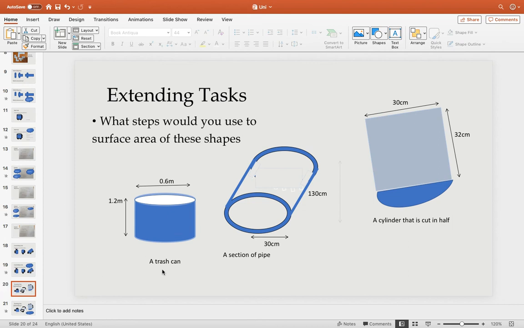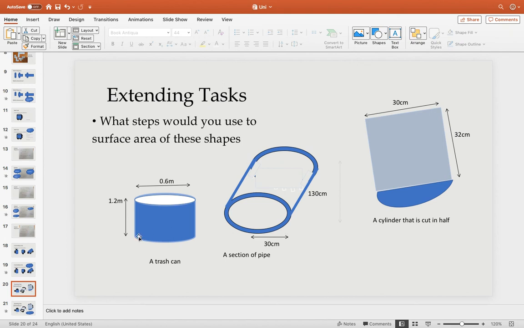Now the first one was a trash can. What is the implication of it being a trash can? The next was a section of pipe, and we want the surface area of that section of pipe. And the last one was a cylinder that is cut in half. So by doing these questions, which aren't really that much more difficult, you really need to understand the formula and where things are coming from.